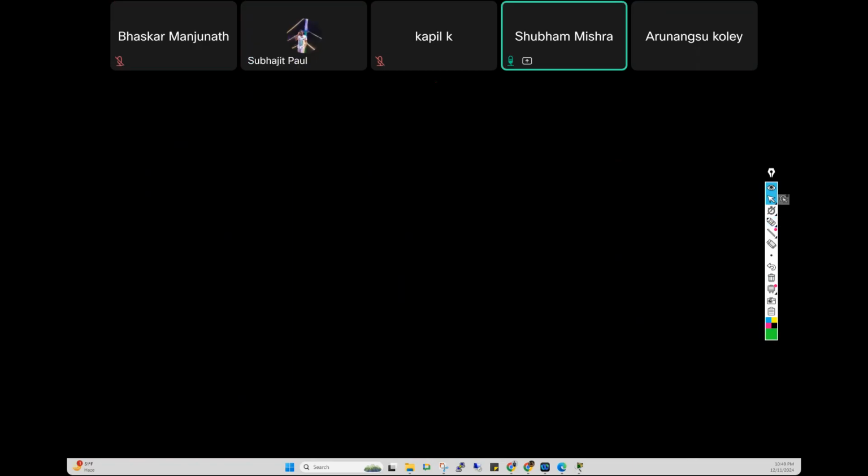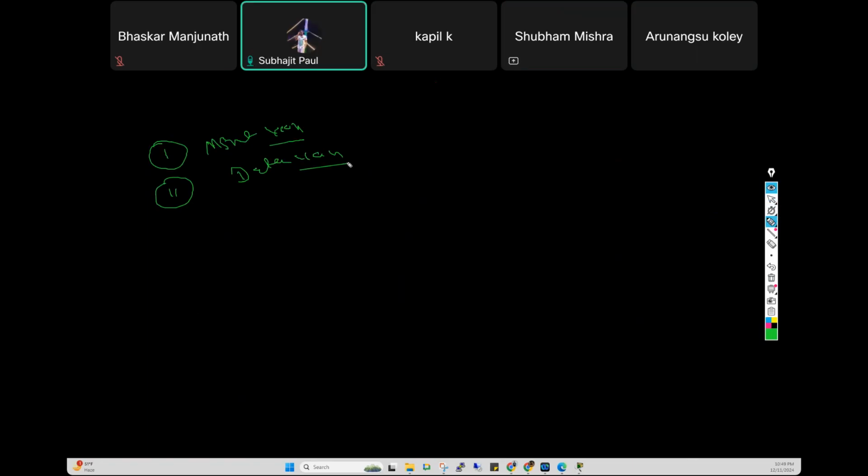Now tell me guys, what are the types of VLAN? Who can tell me? How many types of VLAN are there? Named VLAN and numbered VLAN. First is the management VLAN, which we have already discussed. Second is the data VLAN. What is data VLAN? Whatever you search on the browser goes through the data VLAN. Clear?